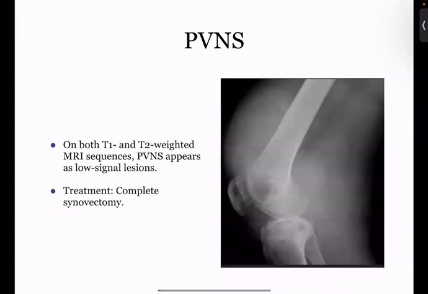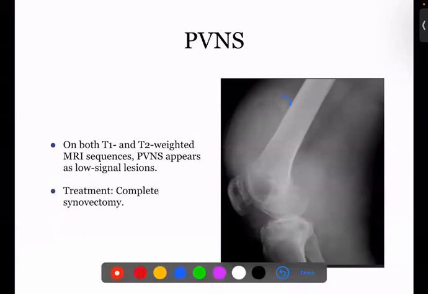Again, this is an X-ray for a patient with PVNS. You can appreciate that there is a very large soft tissue part over here, and you can see there are also bony changes over here. This is a very late presentation of PVNS. He had a long, neglected course of treatment, seen on T1 and T2.